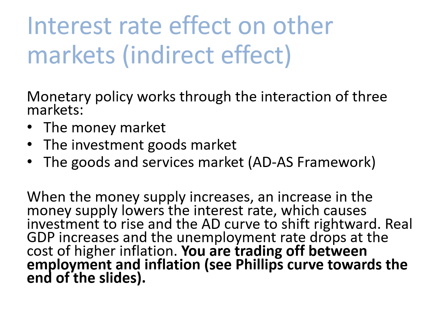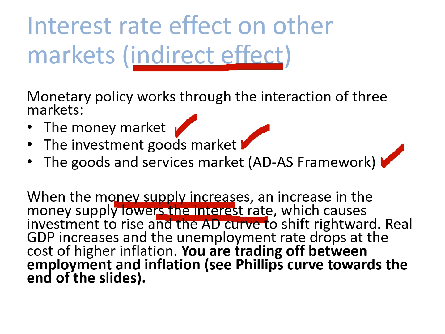Interest rate effect on other markets, indirect effect. Monetary policy works through the interaction of three markets: the money market, the investment goods market, and the goods and services market. When the money supply increases, it lowers the interest rate, right? Which causes investment to rise and the aggregate demand curve to shift rightwards. Real GDP increases and the unemployment rate drops at the cost of higher inflation, okay? So here we are trading off between employment and inflation.